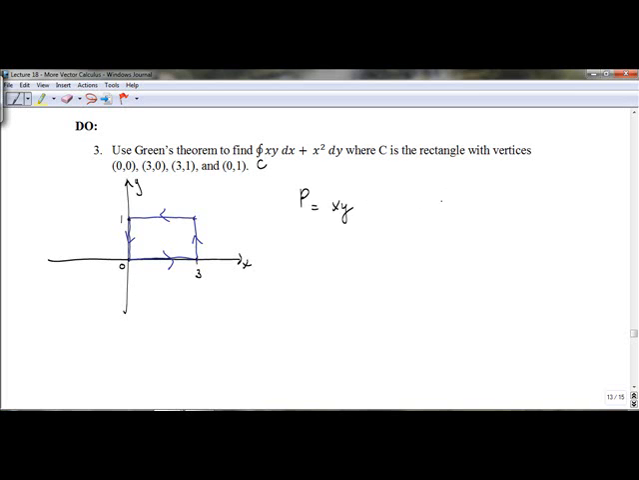Okay? You found the partials? What's the first one? X, yes. And what's the second one? 2x. Okay. What's the next step? Qx minus Py. What's that? X.